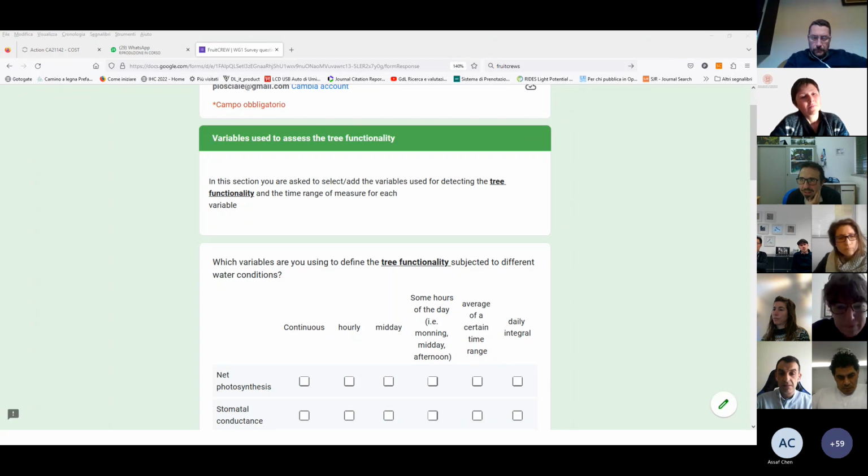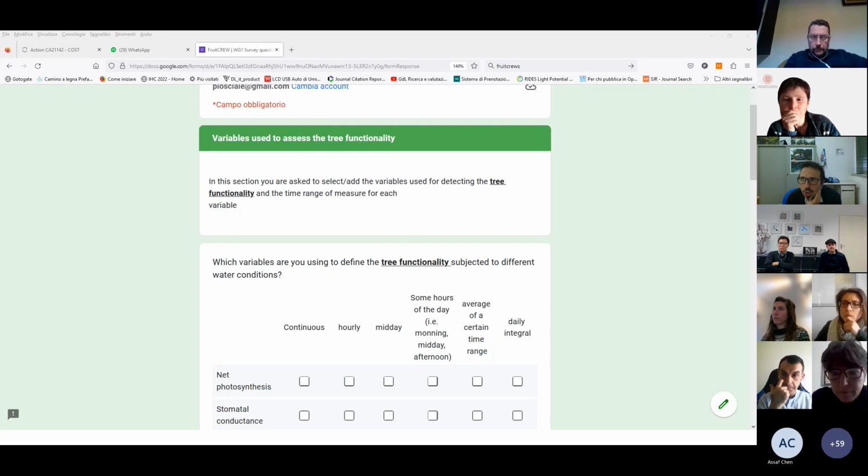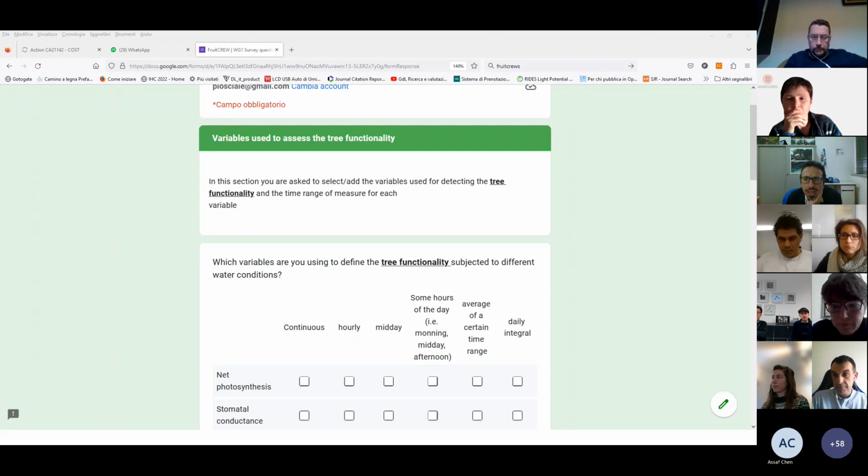I see several questions in the chat. We will just respond for dataset generated from field, or could we include data for greenhouse experiment? I think we can include data from greenhouse experiment. The important thing is that they will be on fruit tree species, also in the greenhouse, so no problem about that.